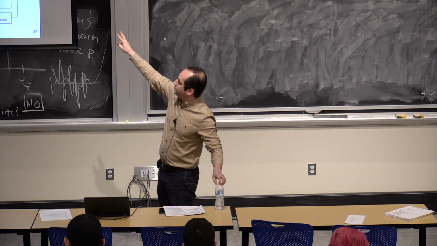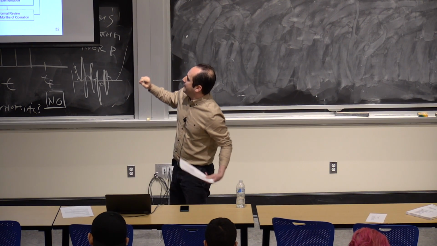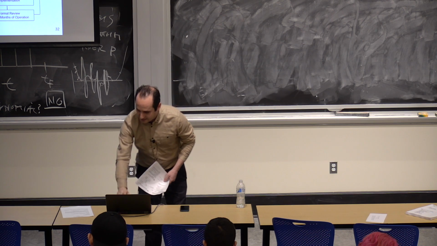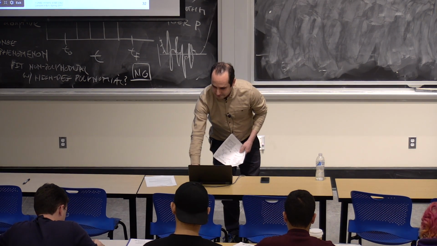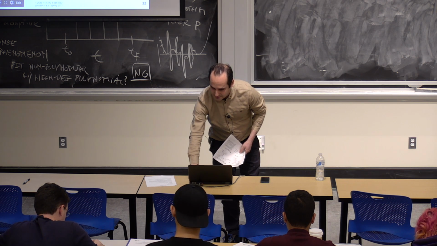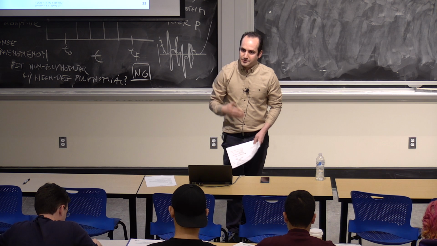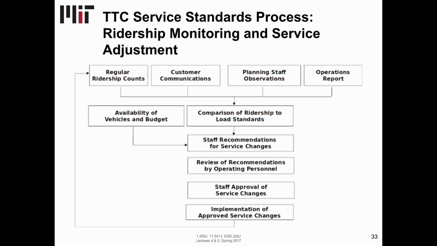We'll actually get to the main two streams on changes to the existing service in the next and second next slide right now. So the first slide is dealing with basically the continuous monitoring of the system that transit authority or transit agency staff regularly do. It's basically the input into this kind of process involves ridership counts, regular ridership counts, customer communication, customer complaints records, some observations from staff in terms of the performance of these routes and possible adjustments that could be done, and then from operations report.